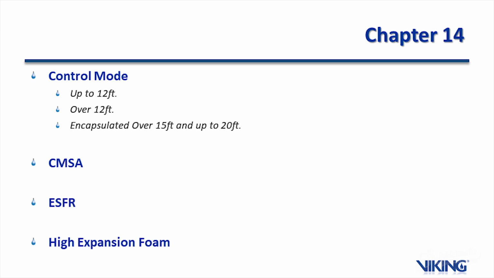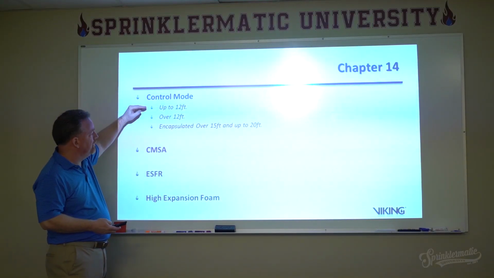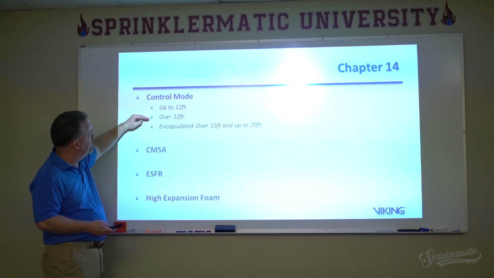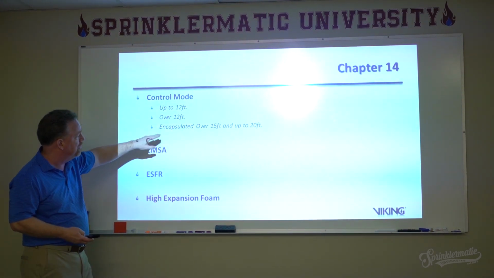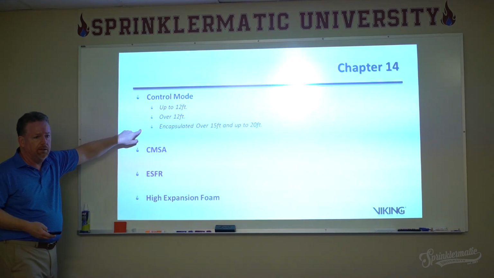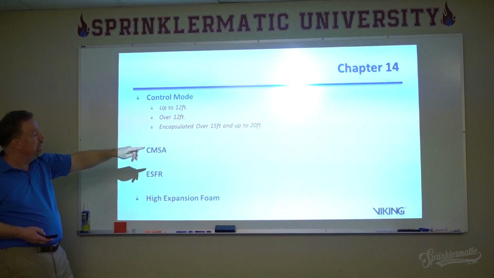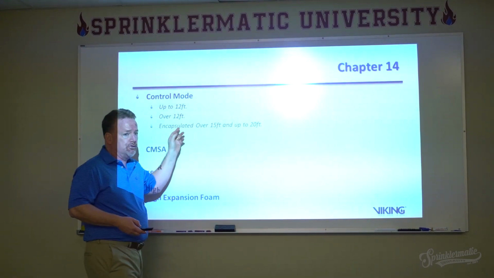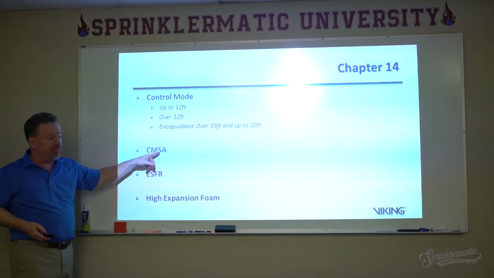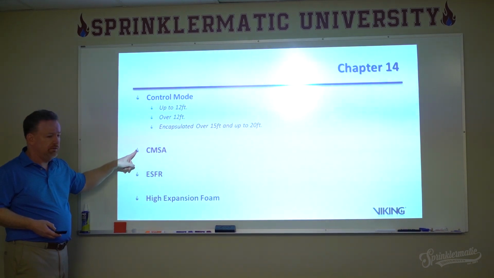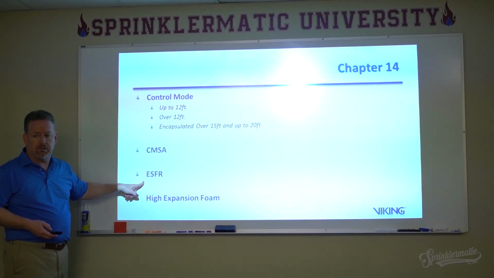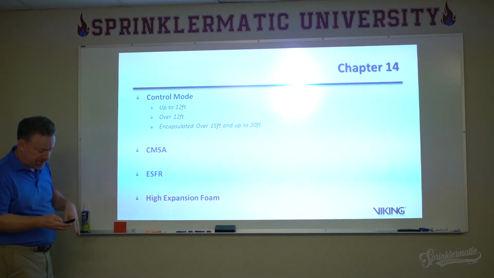Within 12 and 14, what type of sprinkler are we planning to use? CMSA, ESFR, control mode, or maybe even high expansion foam. Well, in control mode, that's going to change if I go up to 12 feet or over 12 feet, or encapsulated over 15 feet but up to only 20 feet, I can use control mode. So remember, if it's encapsulated, I can go up to 20 feet with control mode sprinklers. If I go over 20 feet, what am I left with? CMSA, ESFRs. I don't have to get rid of the whole thing, but that's what I'm limited to.